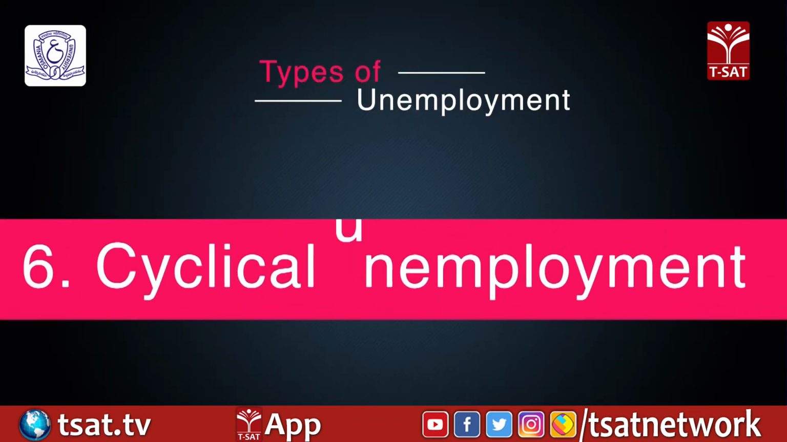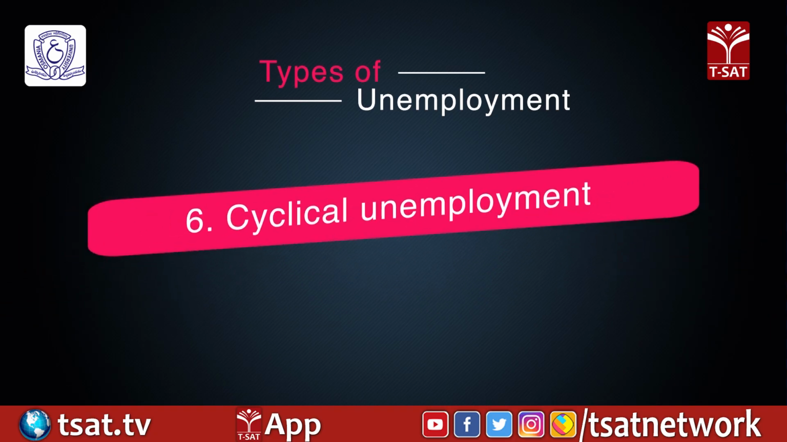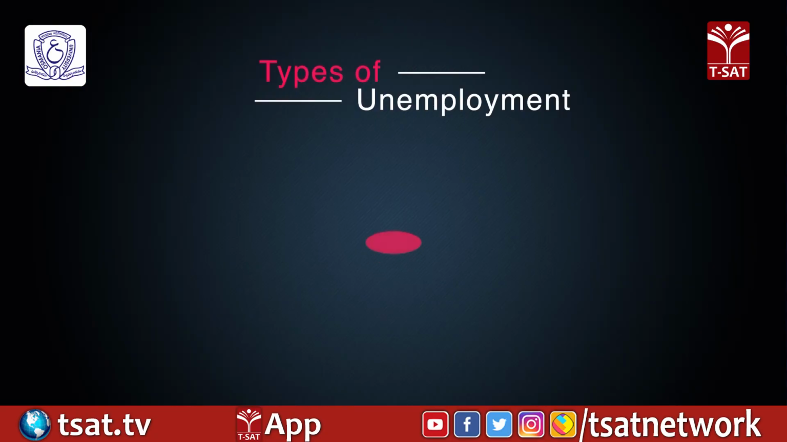The other major type is cyclical unemployment. This is a result of the trade cycle, which is a part of the capitalist system. In such a system, there is greater unemployment, and when there is depression, a large number of people are rendered unemployed. Since such an economic crisis is a result of the trade cycle, the unemployment is a part of it.